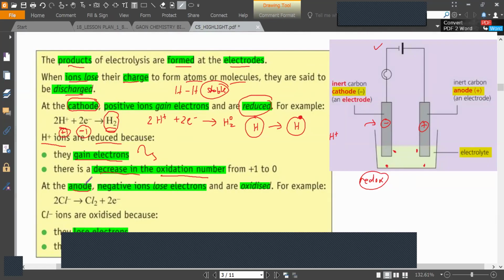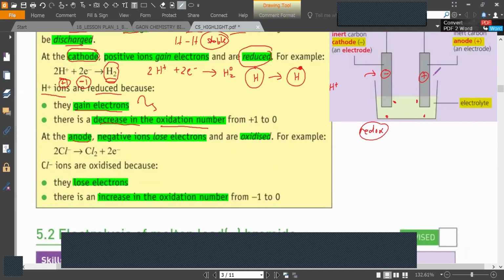At the anode, for example, we attract the negative ion. So this chloride needs to discharge also. Chloride goes to chlorine 0, so -1 going to 0. This chloride has 8 outer electrons, -1, so it needs to return back to chlorine 0. So now it will lose 1 electron.